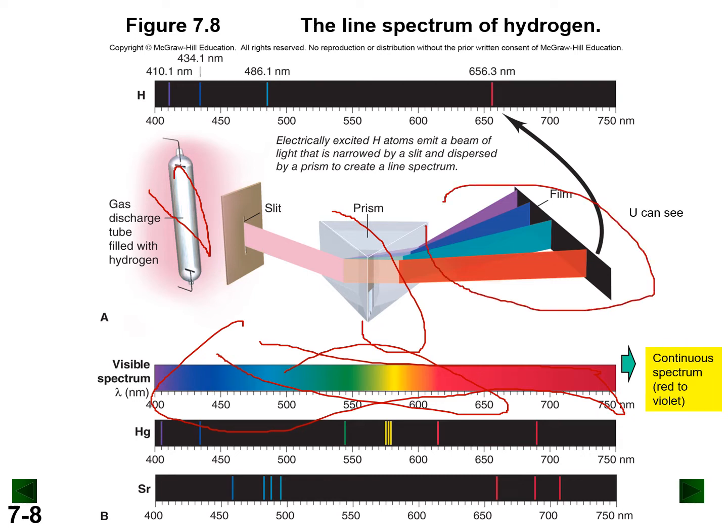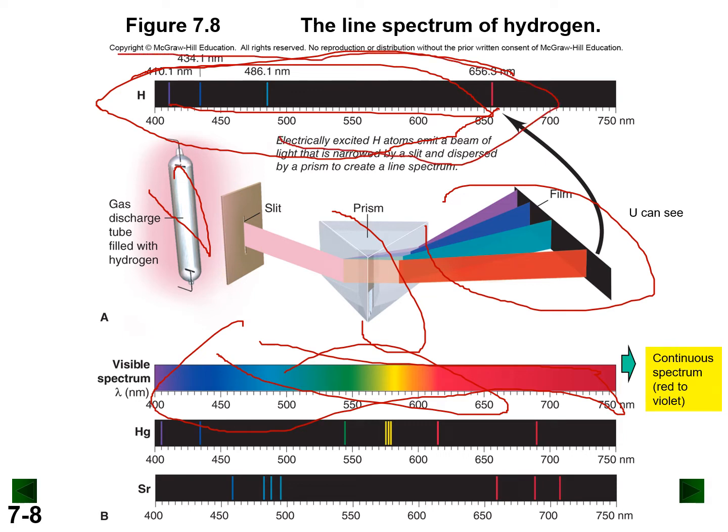You will see that it gives you four lines of colors, which are red, light blue, blue, and violet. Since you see lines like this, we call this a line spectrum. These are the line spectrum for hydrogen.